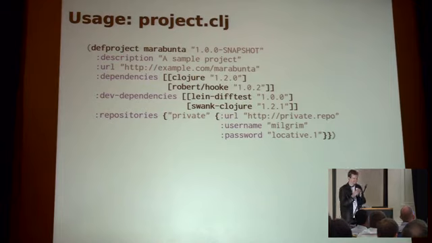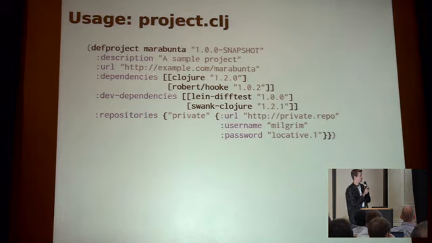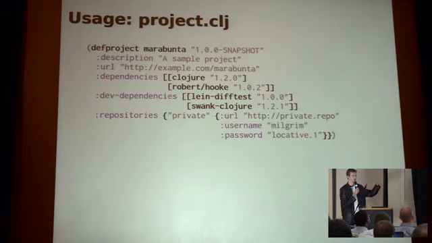Nothing too exciting. This is what project.clj looks like. You get the name and the version, and the dependencies are in there. There are two kinds of dependencies. There are the regular dependencies, so projects that depend on your project will pull in those dependencies. The dev dependencies are just meant for you to use while you're working on the project itself, so non-transitive.